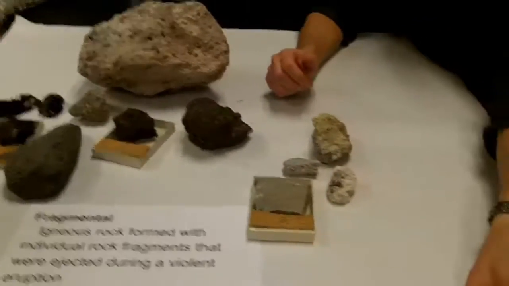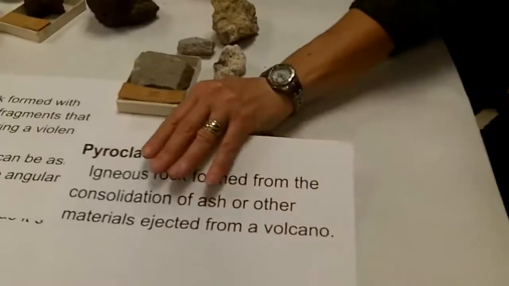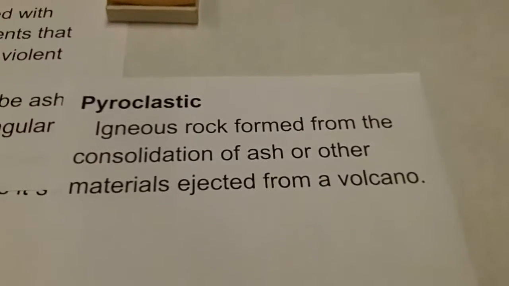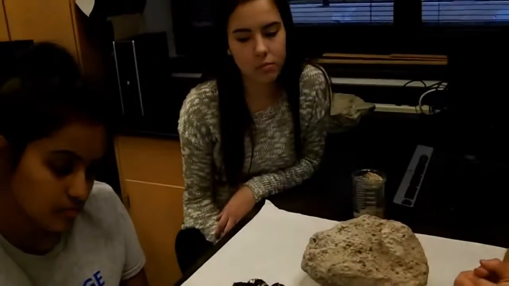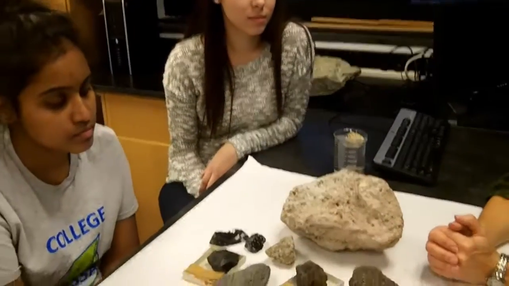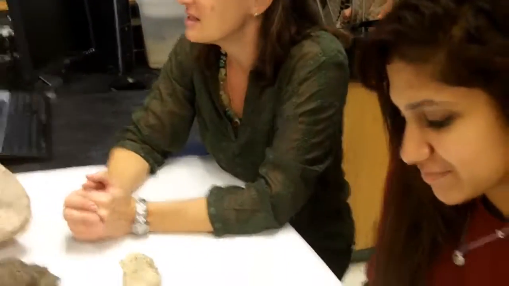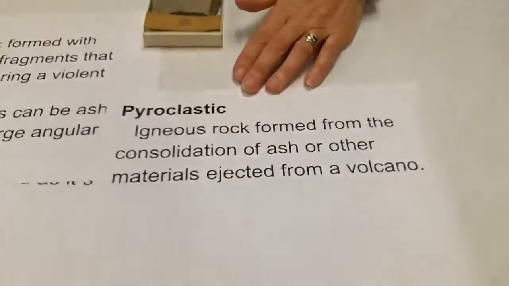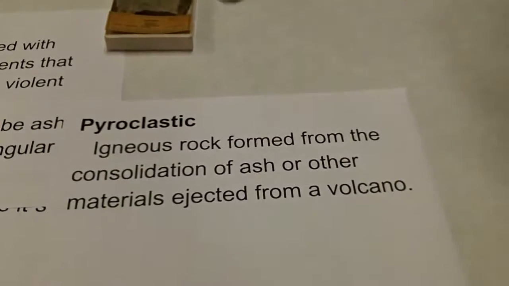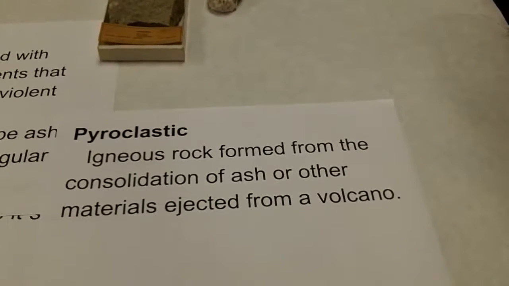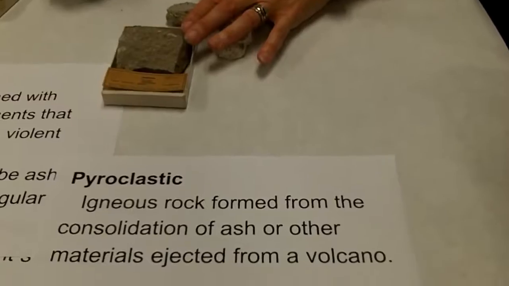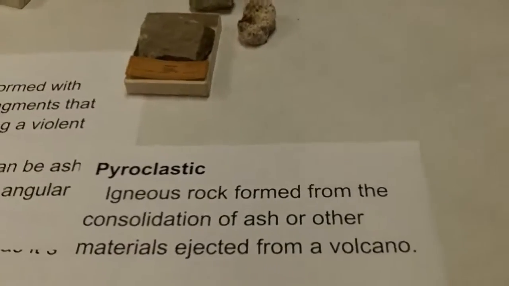Okay? The last term I want to talk about is pyroclastic. So pyroclastic, what do you think the pyro part means? Any idea? If somebody's a pyromaniac, what do they like? Fire. Okay, so the pyro part is fire, and the clast part is like fragments. It's little pieces. So pyroclastic is an igneous rock that forms from little bits of ash or other materials that are ejected out of a volcano. So these fragmental rocks are also referred to sometimes as pyroclastic.